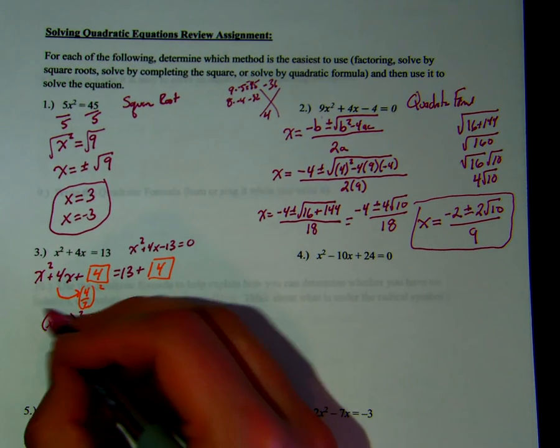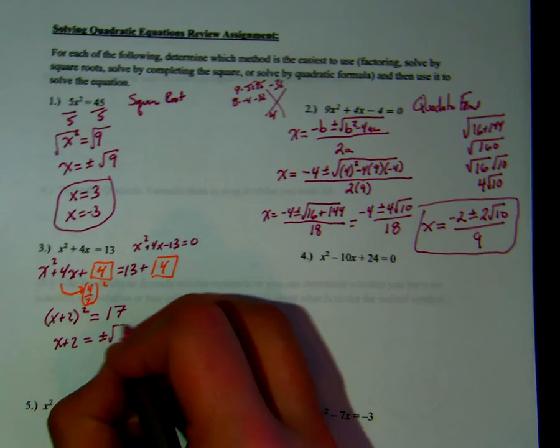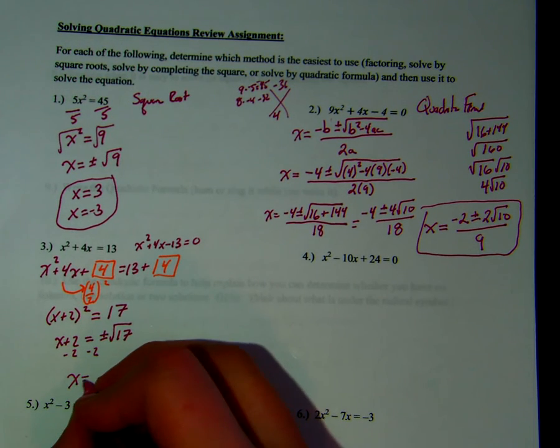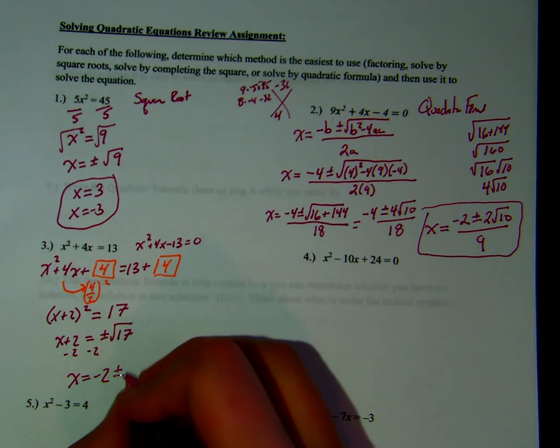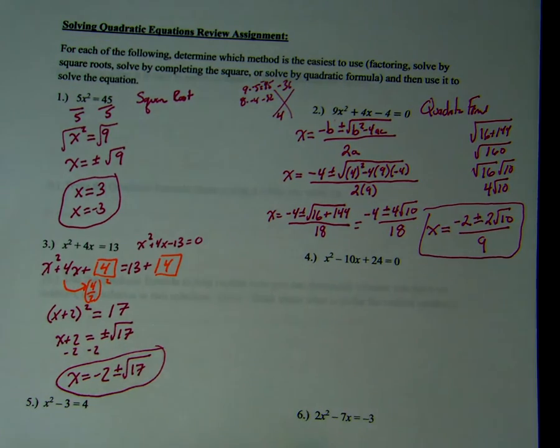So now I can take the square root of both sides. I can get x plus 2 equals plus or minus the square root of 17. And then we just subtract 2. So x is negative 2 plus or minus the square root of 17.